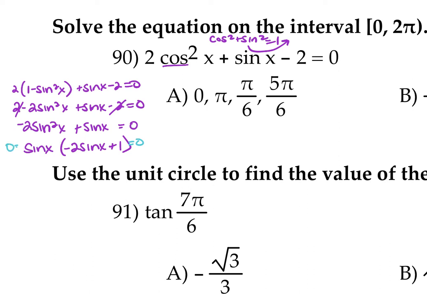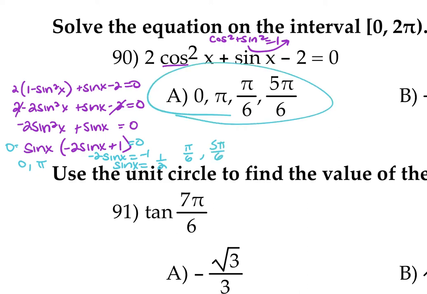So sine, or the y, is 0 at 0 and at pi. This would be negative 2 equals negative 1, and sine of x would equal 1/2. And sine equals 1/2 at the over 6s, in the first quadrant, so pi over 6, and in the second quadrant, so 5 pi over 6. And A is your answer.